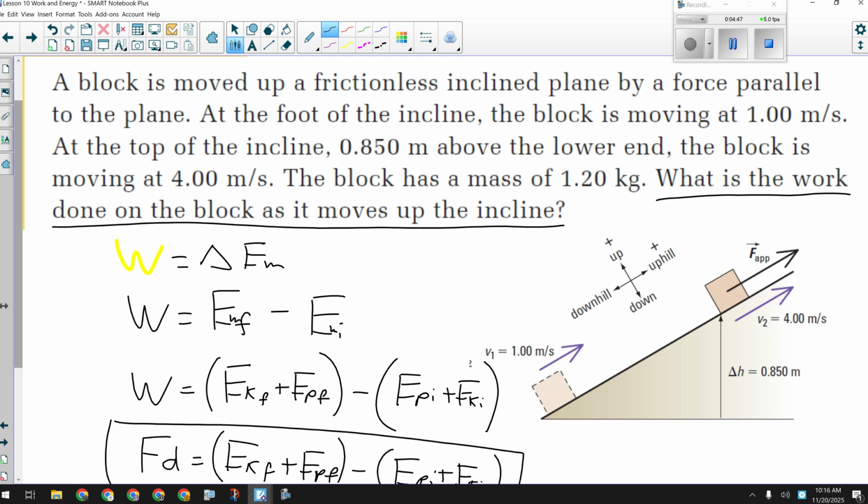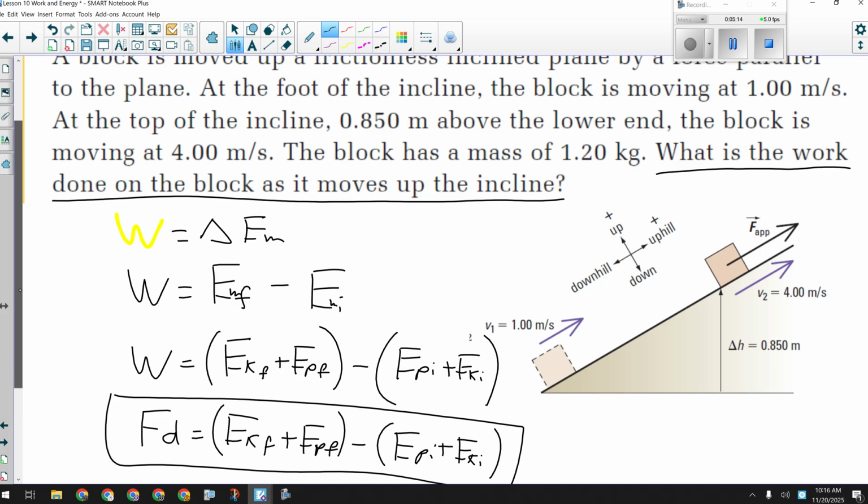So if I want to find work, it's either force times distance, and I don't have either of those things in this question, or it's a change in energy. That I could probably calculate because I know heights and I know speeds. Those things can help me to get gravitational potential energy and kinetic energy. Agreed? Okay, so let's run through this here.